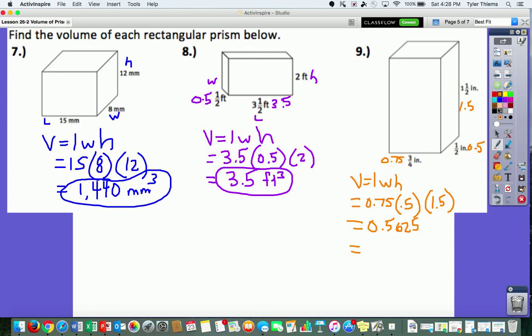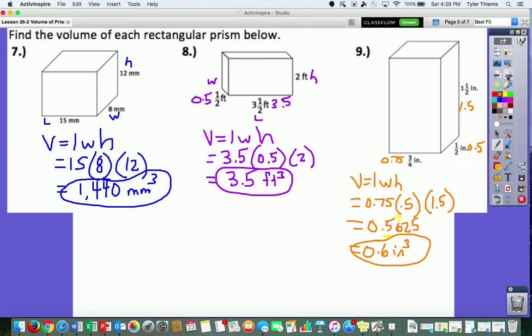Round it to the nearest tenth, which in this case is this place here. So looking one back, the 6 is going to round it up. So since that rounds it up, we should get a final answer of 0.6 inches cubed. So the total volume that this rectangular prism takes up is 0.6 cubic inches. That's how you find volume, guys.